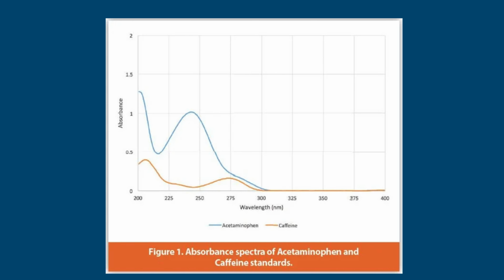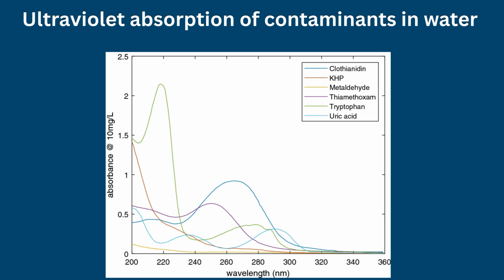Pharmaceutical analysis: determination of active pharmaceutical ingredients, APIs, drug quality control, and stability studies. Environmental monitoring: detection of pollutants such as heavy metals and organic contaminants, and water quality assessment.